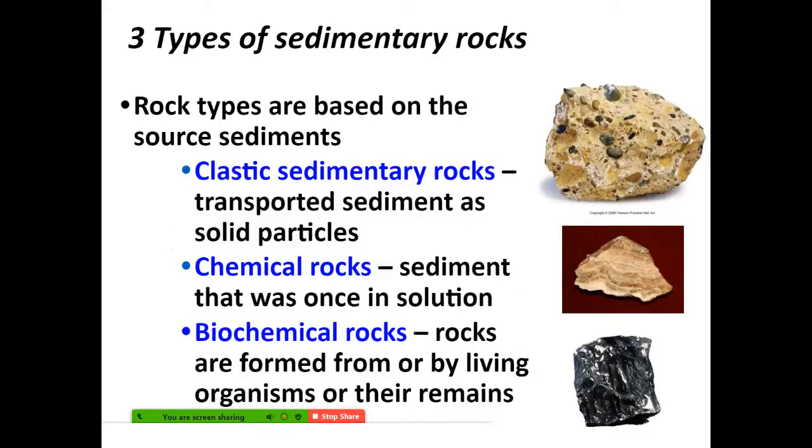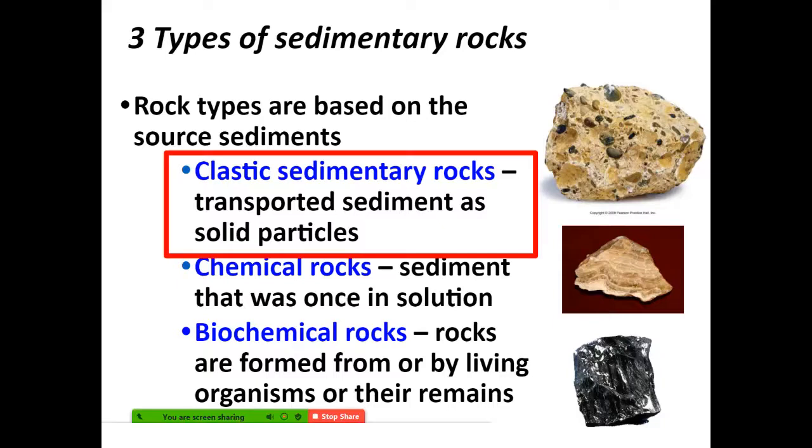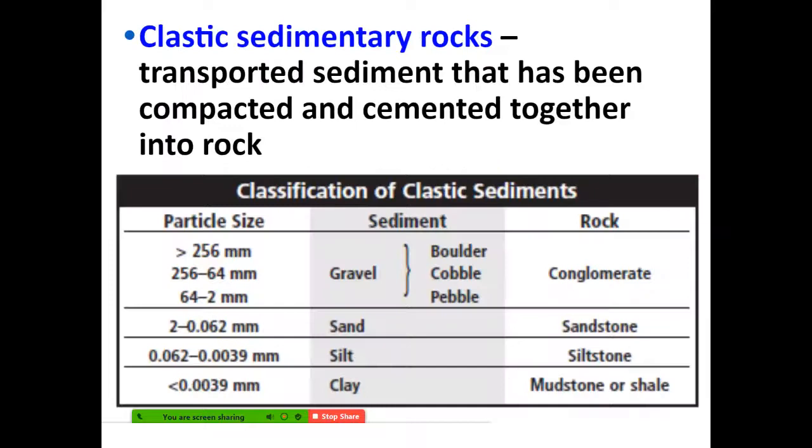We're going to be looking at three types of sedimentary rocks in this lab. Part one covers the clastic sedimentary rocks. Those are the ones that are cemented sediment. And then the chemical rocks is a different process, and we'll get to that. And the biochemical rocks, we'll get to that in the second part of the lab. But for the first part of the lab, we are starting with clastic sedimentary rocks.